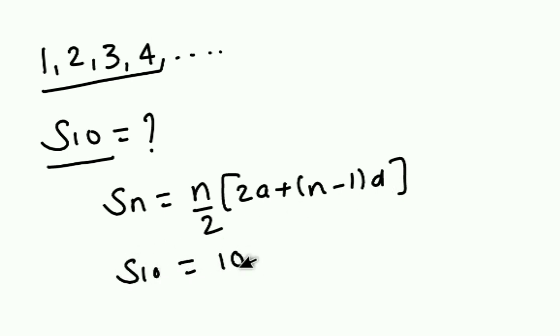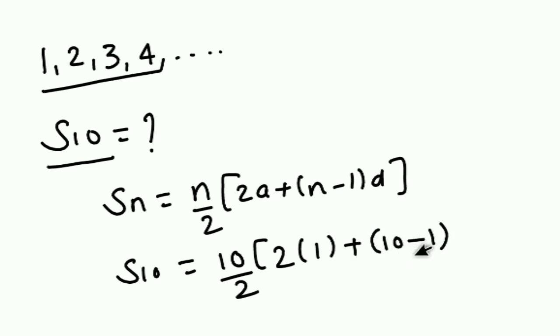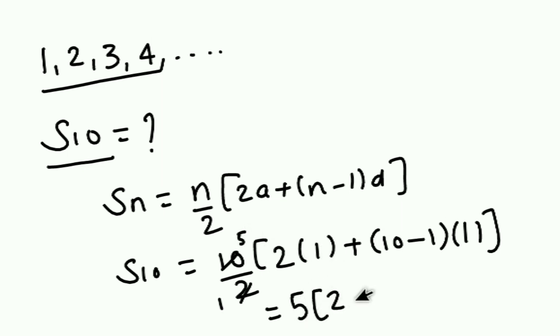So you will get here 10 by 2 into 2. What is the first term of this AP? It is 1. Plus, we have to find the summation for ten terms, so 10 minus 1 into d. What is our common difference? It is 1. If we simplify it, 2 fives are 10, so you get 5, then 2 ones are 2 plus 10 minus 1 is 9 into 1.